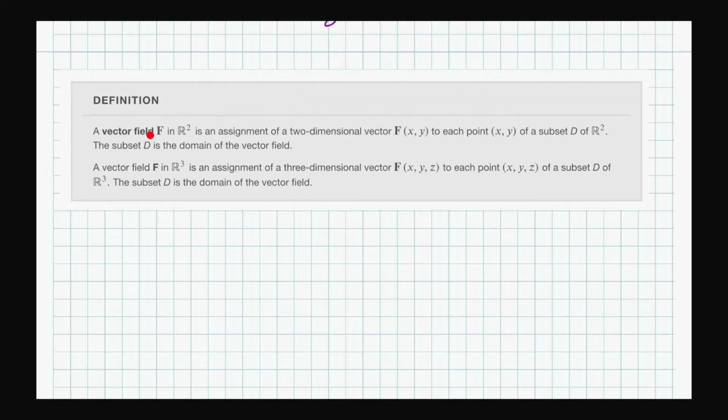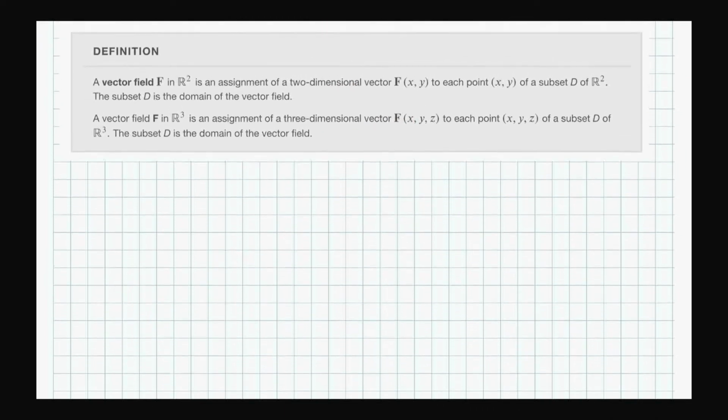So a vector field in R2 is an assignment of a two-dimensional vector to each point in a subset of R2. So you don't have to be over the entire XY plane. It could just be in some section. That's fine. Same thing for 3D. A vector field in R3 is the assignment of a three-dimensional vector. So if you have three spatial variables, then your vector field should also have three variables, right? So it's 2 and 2 or 3 and 3. And that's your definition of a vector field.